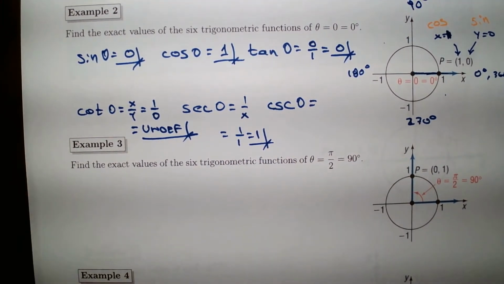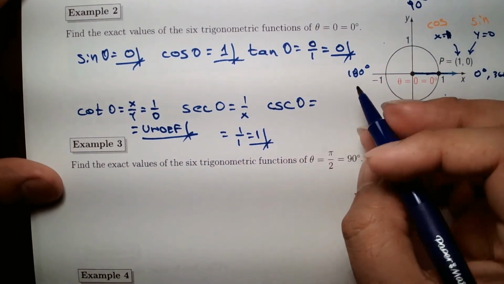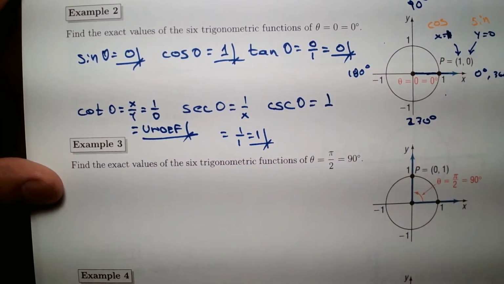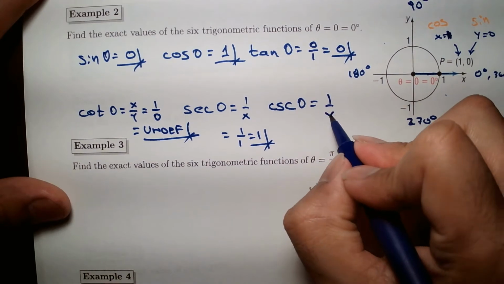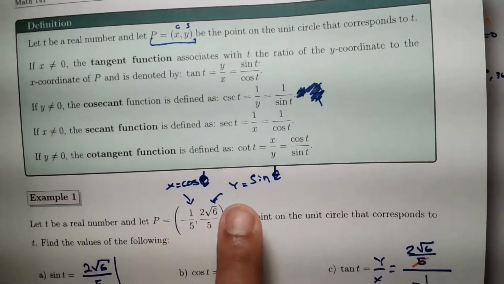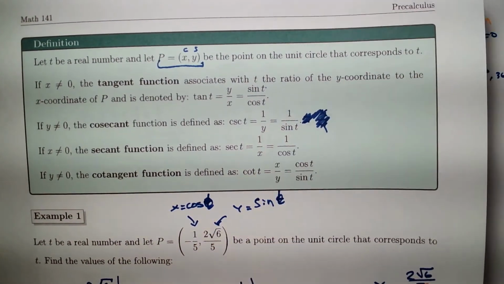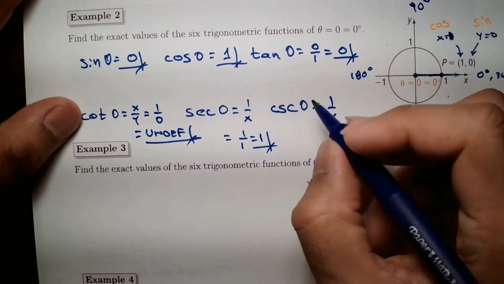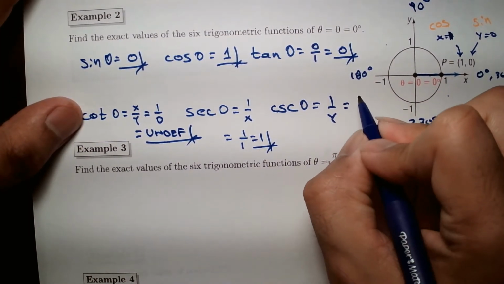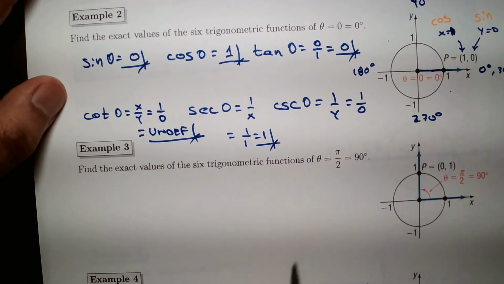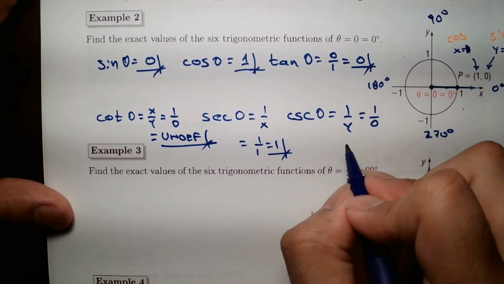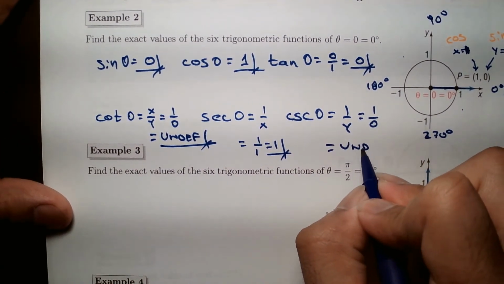All right. And finally, last but not least, cosecant, which is 1 over y. Where do we get that from? From here, 1 over y. That's the reciprocal of sine. So that's 1 over 0, and in this case, we cannot divide by 0 again. So this will be undefined.